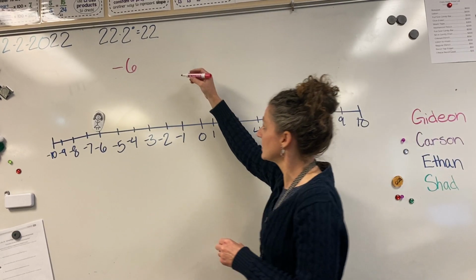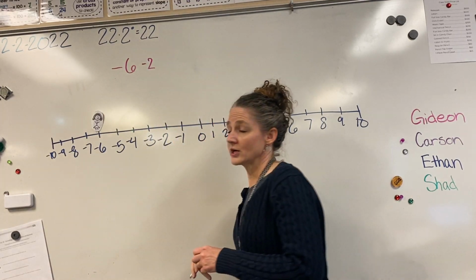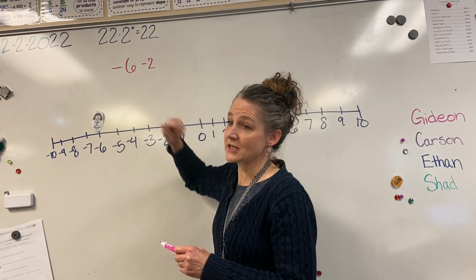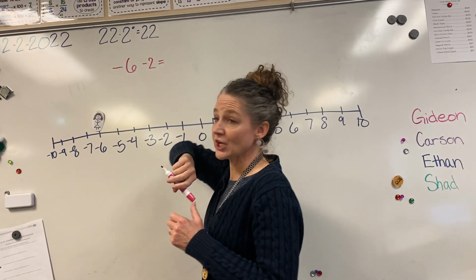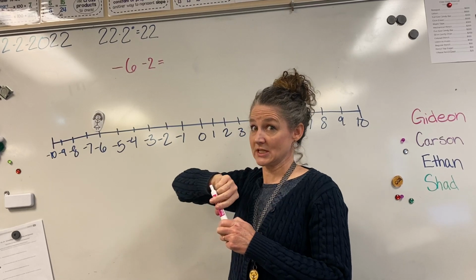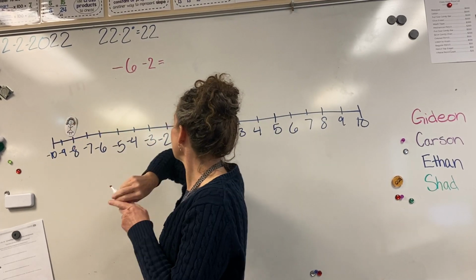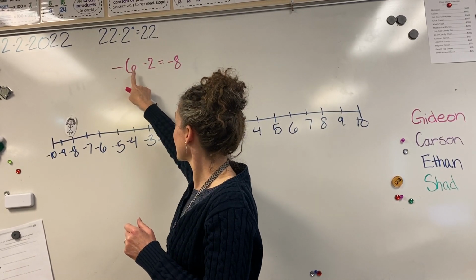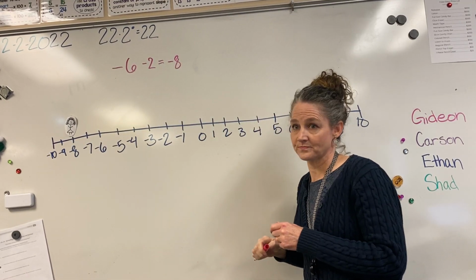Now we're going to tell her to go 2 more negative. So I have a negative 6 minus 2. We're going 2 more negative. Which direction is she going to go? Left. How many steps is she going to take? 2. And where is she going to end up? Negative 8. At negative 8. So I started negative, I got more negative, and I ended up at negative 8, okay?